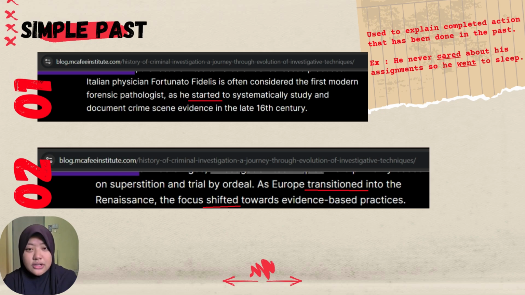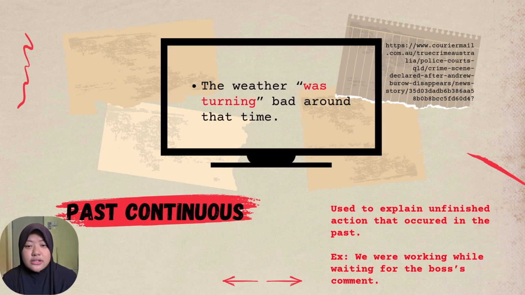From the first example, you can see the word started, which came from the word start. While for the second example, you can see the highlighted words are transitioned and shifted, which came from the words transition and shift. Next is past continuous tense. It is used to explain unfinished actions that happened in the past. For example, the weather was turning bad around that time.